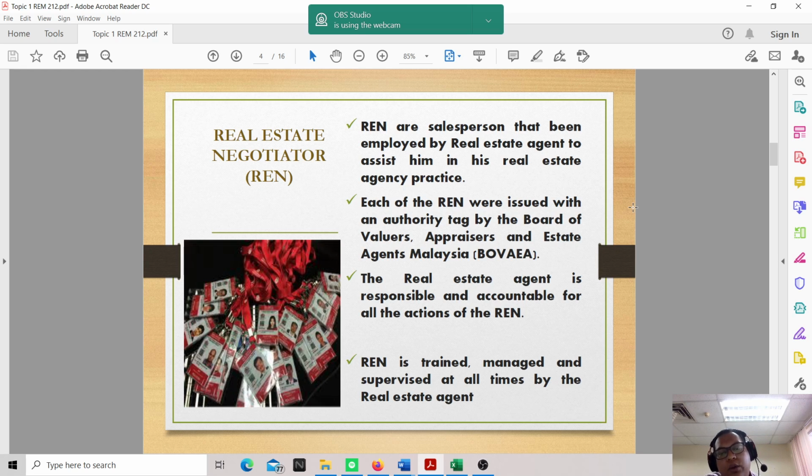So therefore the board now entrusts every negotiator to wear a REN tag. The REN tag is the red tag. For registered estate agents, they have a blue tag. The REN tag shows all the information relating to the negotiator: the full name, the IC number and the company that they are working with. And now the tag also has a QR code, whereby people can scan the QR code and see the authenticity of the tag, so they don't feel that you are a cheater or a scammer.